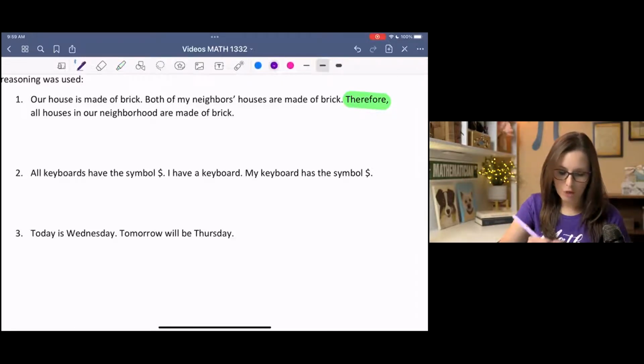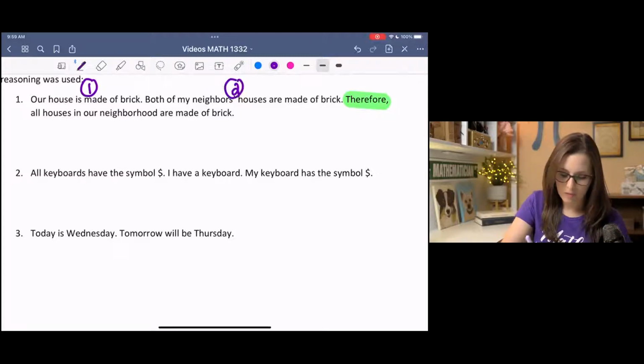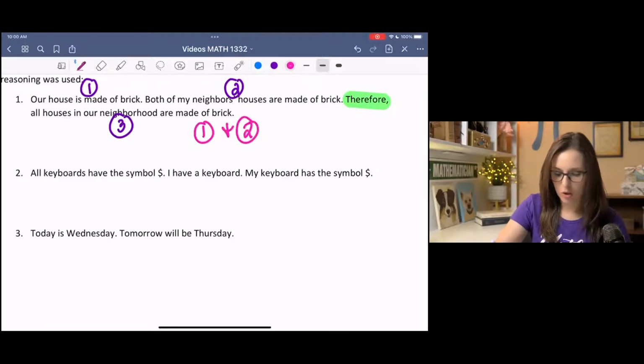So we have two premises here. This is one sentence. I'm just going to label these as far as note taking. This is the second sentence, and this is the third. I can say that 1 and 2 are premises, and then statement 3 was the conclusion.